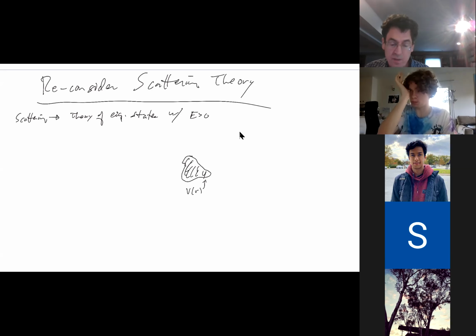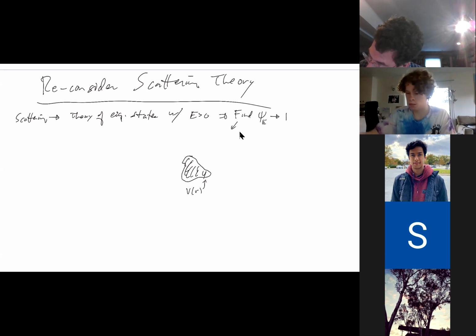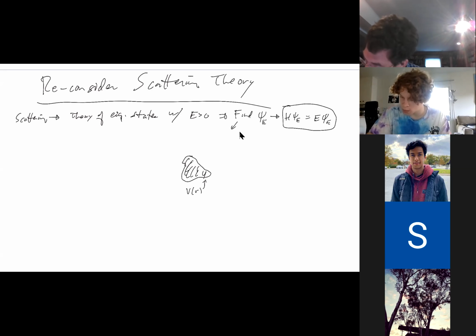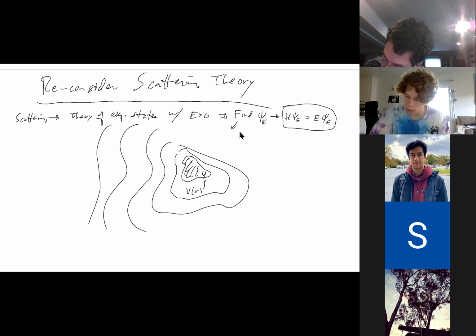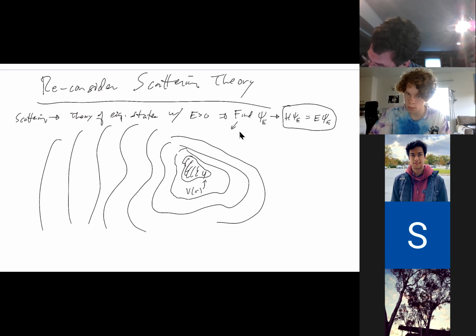If I have some weird random potential, then basically what we can do is find the eigenstate of that potential by solving the Schrodinger equation, H psi equals E psi. And if we can solve the Schrodinger equation, then we can get the wave function. It might have some weird shape. It's like some weird wavy function. I'm just sort of making it up. If I drew a contour plot of it, it might look like that. And then here it's going to have some weird shape.